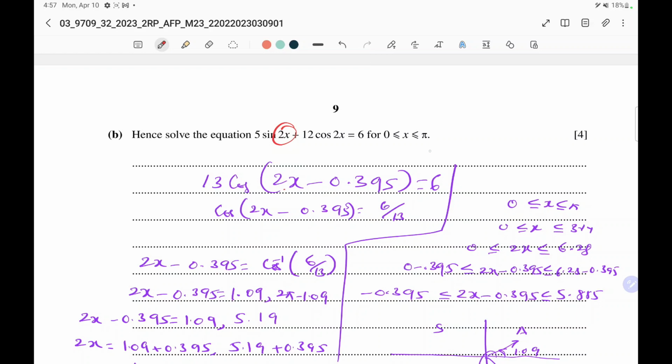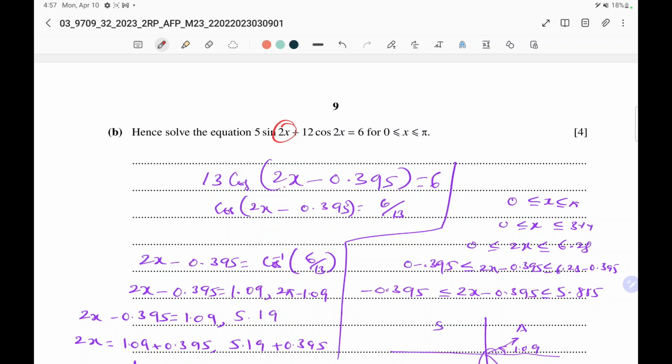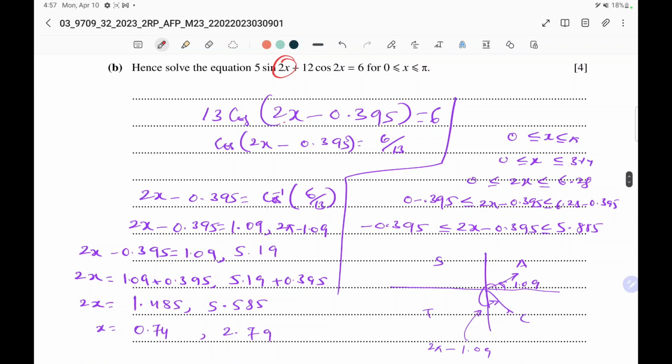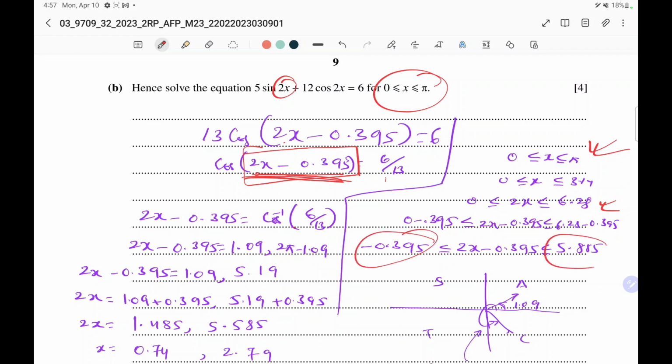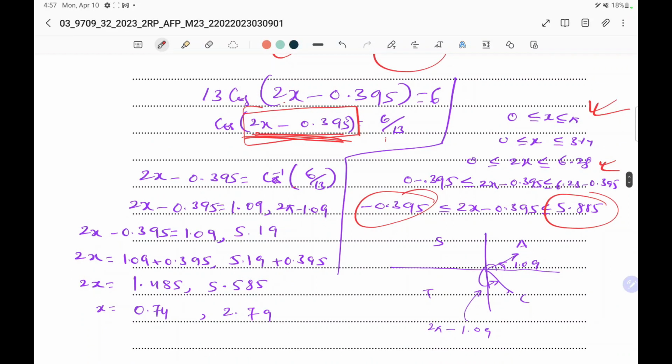Now we already saw 13 cos(theta - alpha), so theta is 2x over here, so 2x minus 0.395 equals 6. So just divide by 13, and you will get cos inverse 6 over 13. But the important point is cos is positive, right? This is the x condition 0 to pi, and we have 2x minus 0.395, so we have to get the condition on this. So x is 0 to pi, multiply by 2 to get 0 to 6.28, then subtract 0.395, and you will get this one. So your 2x minus 0.395 lies between minus 0.395 and 5.885.